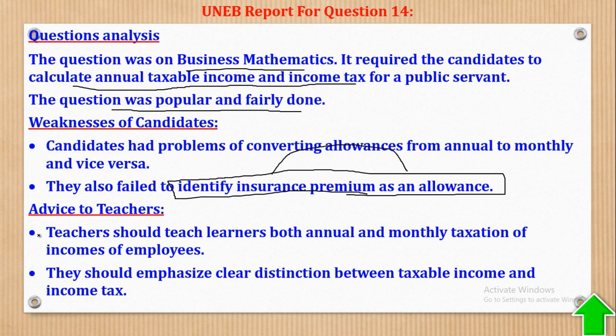So advice to teachers: teachers should teach learners both annual and monthly taxation of incomes of employees. Then two, they should emphasize clear distinction between taxable income and income tax. So those two words seem to be a little similar, but they are very different. Taxable income is different from income tax. Taxable income is the income from which the tax will be deducted, and income tax is the tax which you pay.